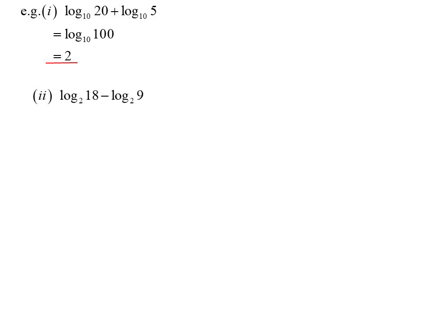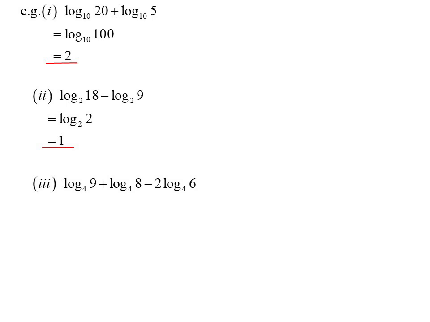Same here. 2 to the power of what is 18, and 2 to the power of what is 9? Oh, I don't know. But if I combine them using my log laws, it's just log 2 base 2, which we know is 1. I've got 3 things added together, and again I've got the same problem. 4 to the power of what is 9, 4 to the power of what is 8, 4 to the power of what is 6, don't know.